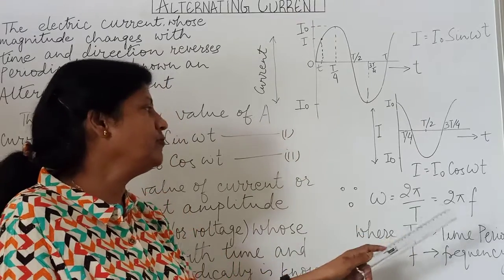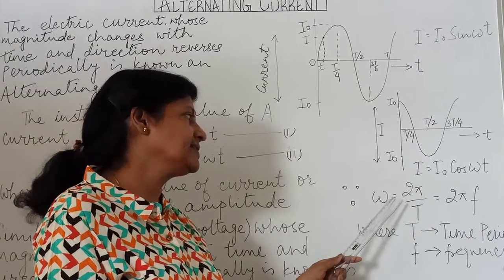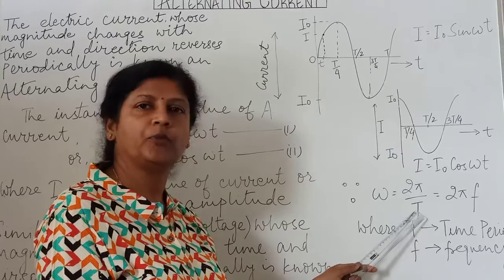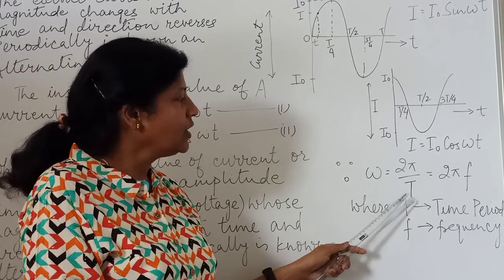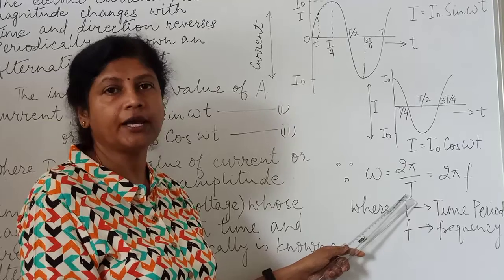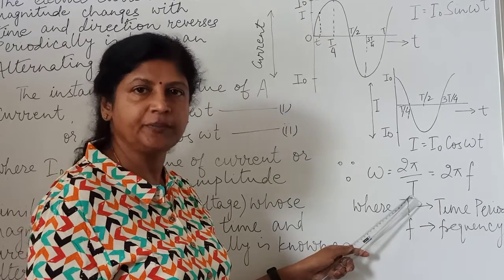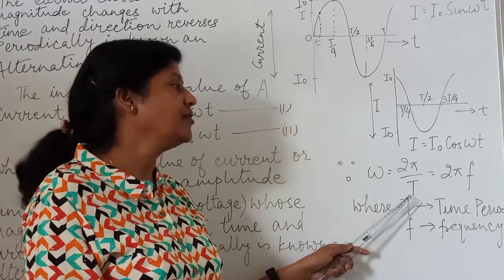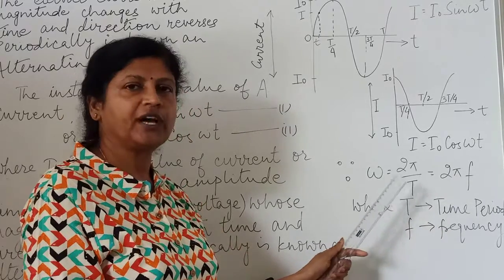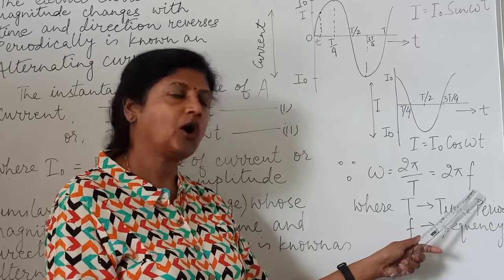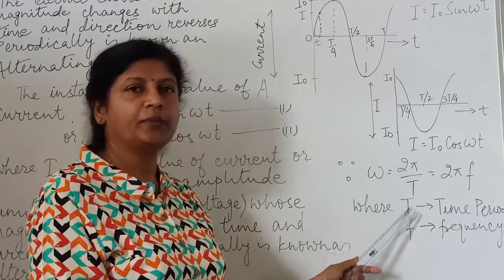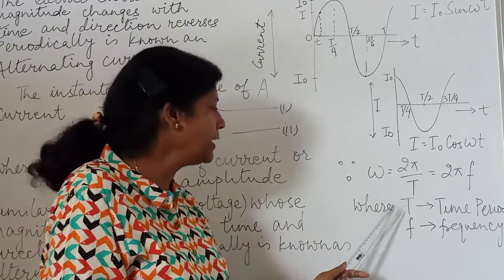Students, we know very well omega is equal to 2 pi upon T, that is, 2 pi into the reciprocal of time. And we know that the reciprocal of time is frequency. That's why for omega we can write 2 pi f.